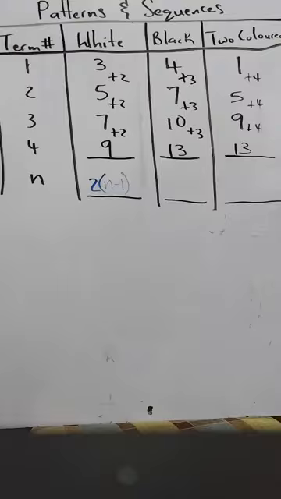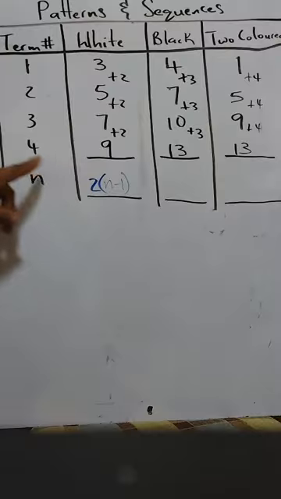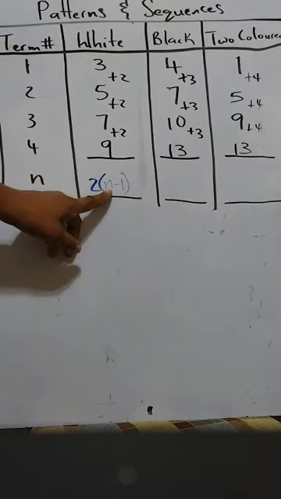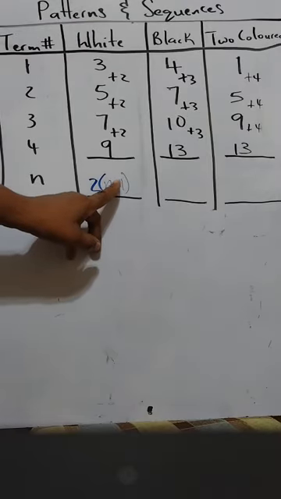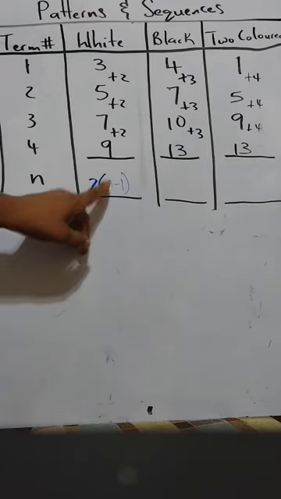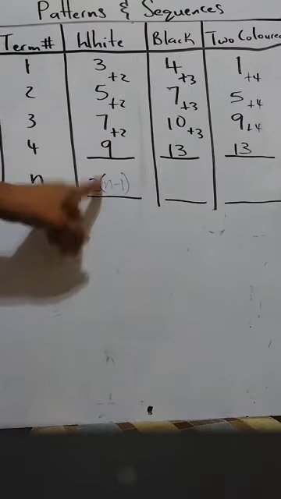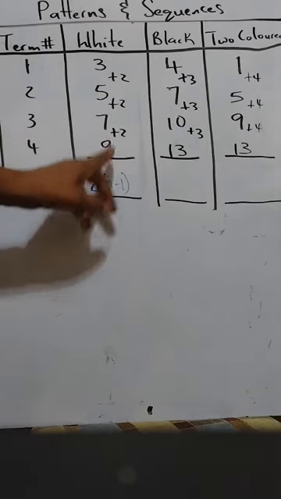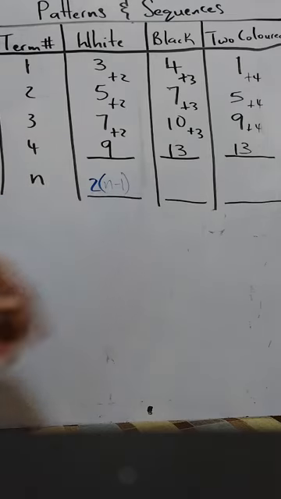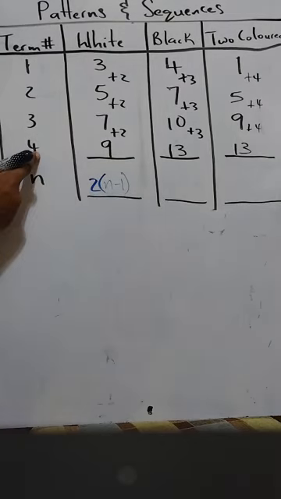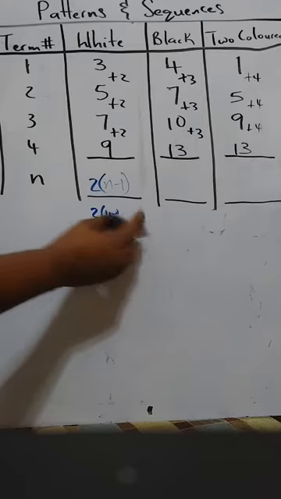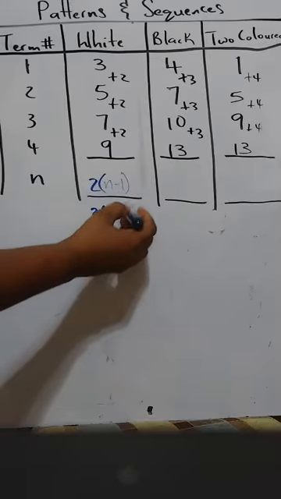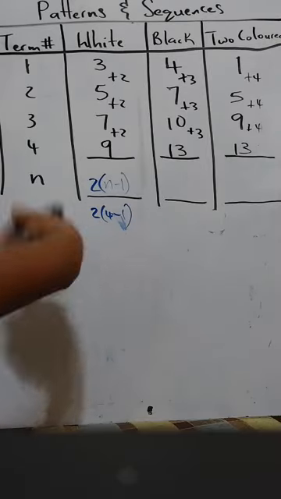Why did I say n minus 1? n represents the term number that I'm at. So for example, if I'm at term number 4, it means n is 4. So n minus 1, 4 minus 1, would be 3. That means I would have added 2 three times. But instead of saying 2 plus 2 plus 2, I can say 2 times 3. So repeating that, if I'm at term number 4, I would have said 2 times 4 minus 1. That means it's actually 2 times 3.